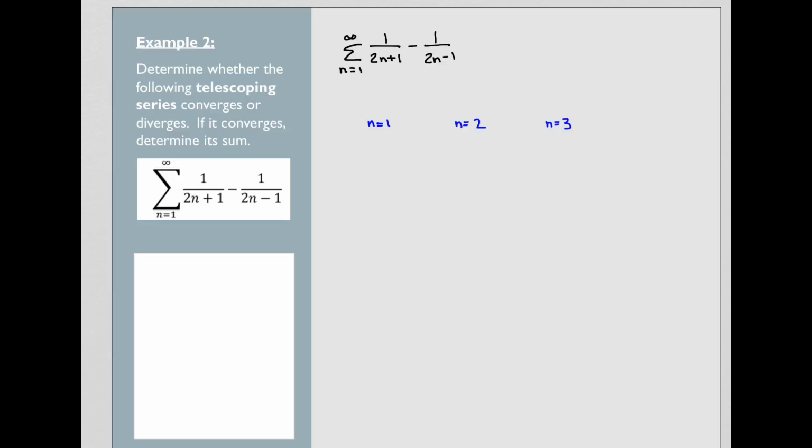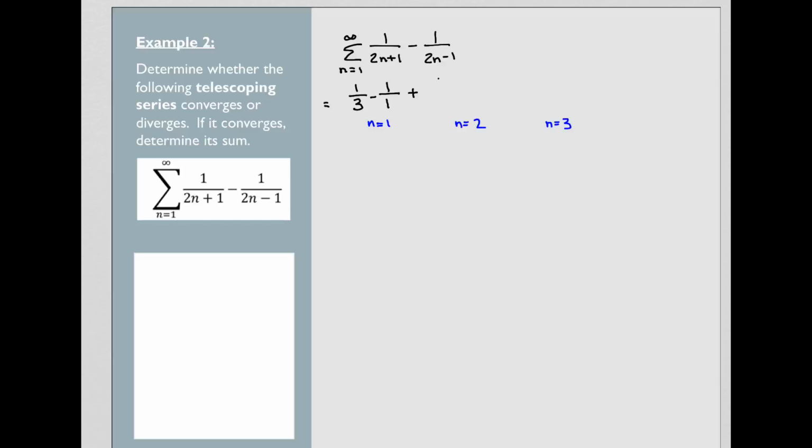So we're going to let n equal 1, and this infinite series' first term becomes, check my work as I go, 1 over 2 times 1 plus 1, which is 2 plus 1, which is 3, minus 1 over 2 times 1, which is 2, minus 1 is 1. So when I put n equal 1 into that series, the first term I get is 1/3 minus 1.